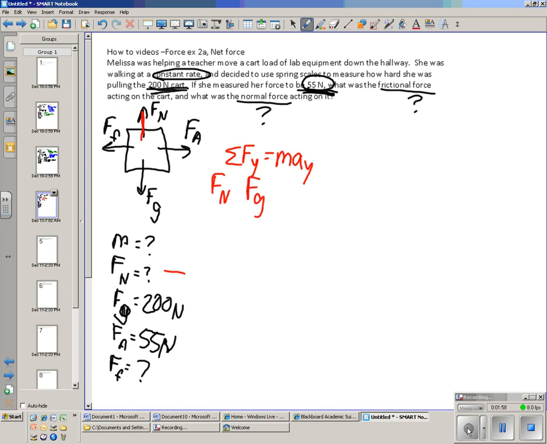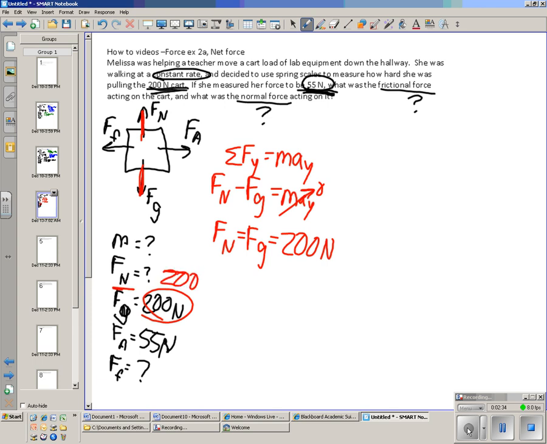I notice the normal force is going upwards and the gravitational force is going downwards. Because we treat downward as negative, we're going to subtract that, and that's equal to mass times acceleration on the y. Now we say, is the cart floating up into the air? Is it falling down through the ground? No, so the acceleration is 0. That means the normal force equals the gravitational force, which equals, let's see, 200 newtons. Okay, so that means my answer for the normal force right here is going to be 200 newtons.